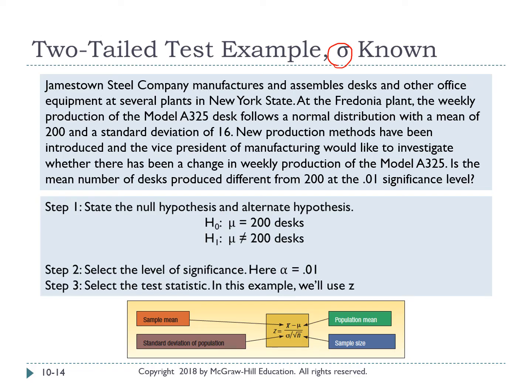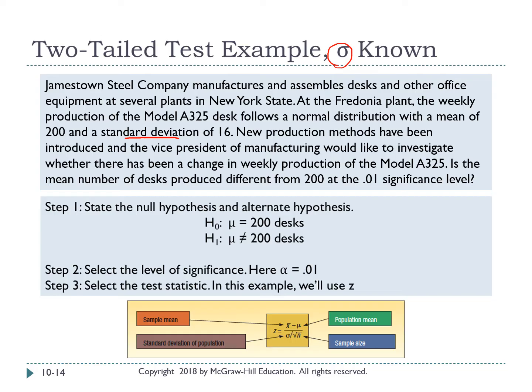So let's look at this question. This steel company manufactures and assembles desks and other office equipment at several plants in New York State. At the Fredonia plant, the weekly production of the desks follows a normal distribution with a mean of 200 and a standard deviation of 16. So here you have the standard deviation. You have to decide whether this is your sigma or small s.